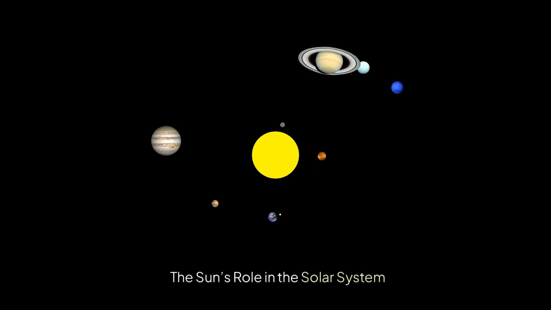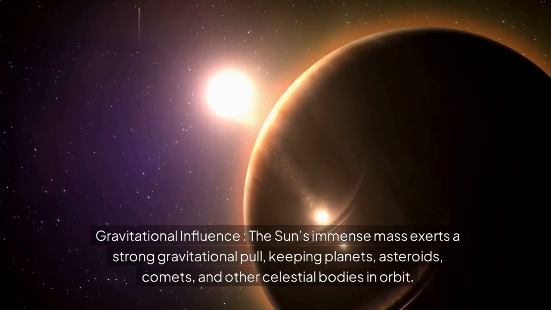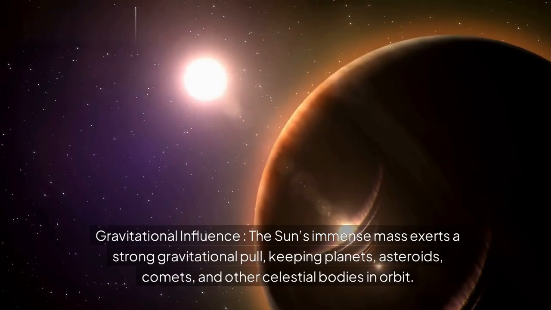The sun's role in the solar system: gravitational influence. The sun's immense mass exerts a strong gravitational pull, keeping planets, asteroids, comets, and other celestial bodies in orbit.